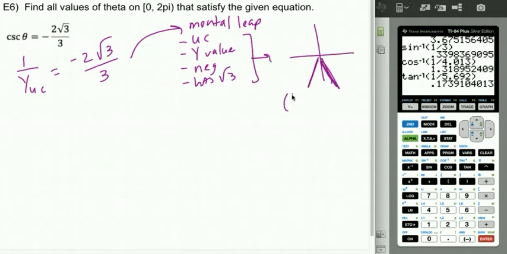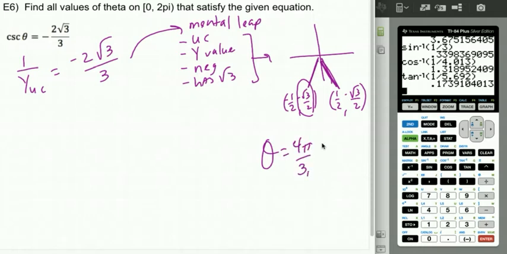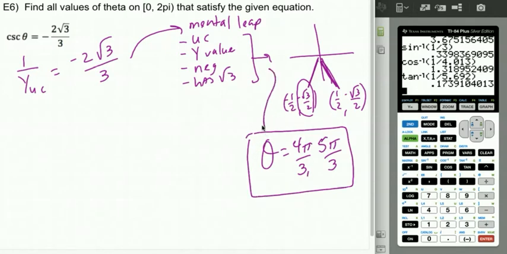Because this is the point negative 1/2 comma negative root 3 over 2. There's your negative y value with a root 3. This is the point 1/2 comma negative root 3 over 2. If you made that mental leap and got to theta equals 4 pi over 3 and 5 pi over 3, I'm not mad at you. I think that's great. If you already know what's on the unit circle, and obviously if it's multiple choice, you can tell. If you made this mental leap, congratulations, that's awesome sauce.